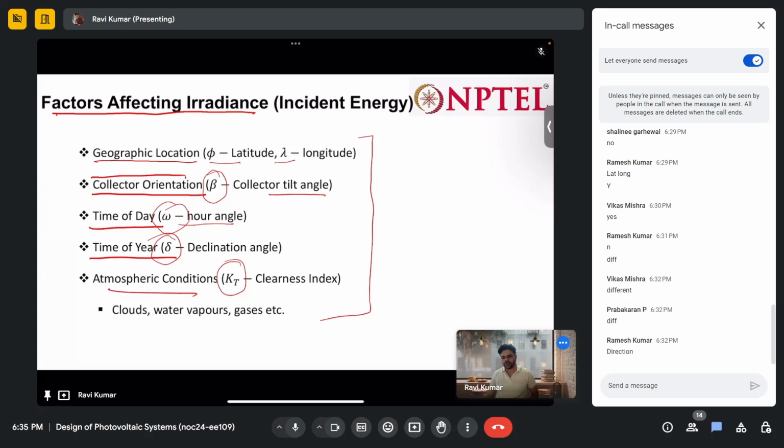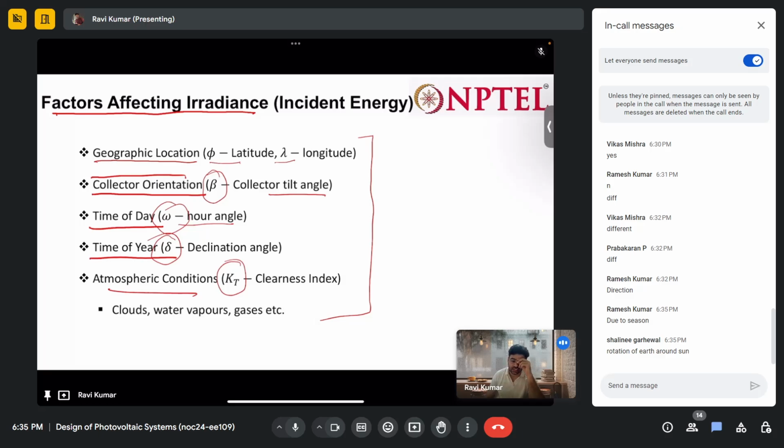What is this 1 year? Okay, do you understand this thing? See. Let me ask you one question. What is the reason behind the variation in weather conditions on the surface of Earth? You are right, Ramesh. You are saying due to season, but I am asking what is the cause of this season? Why are there seasons? Rotation of Earth around the Sun. Yes.